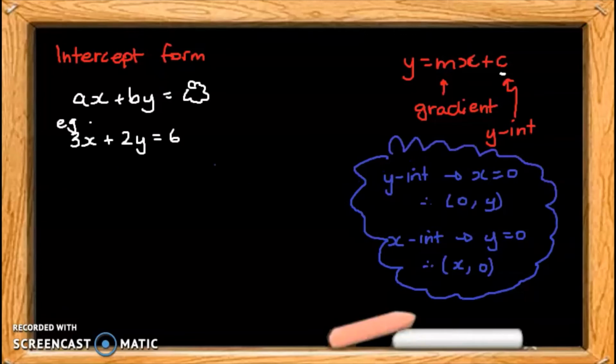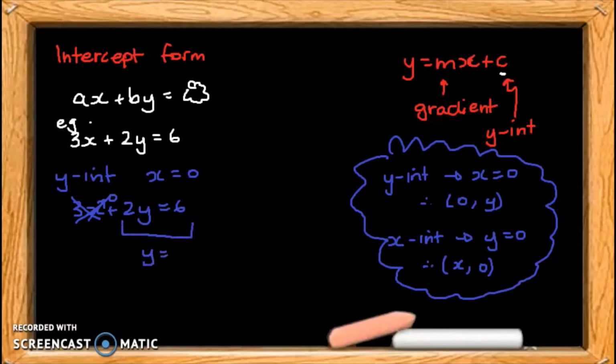Here, it makes it quite easy to employ this rule because my y-intercept is where x equals 0. And in 3x plus 2y equals 6, when x equals 0, this becomes 0, which means I don't add anything and I have a simple equation, 2y equals 6, y equals 3 for this case.